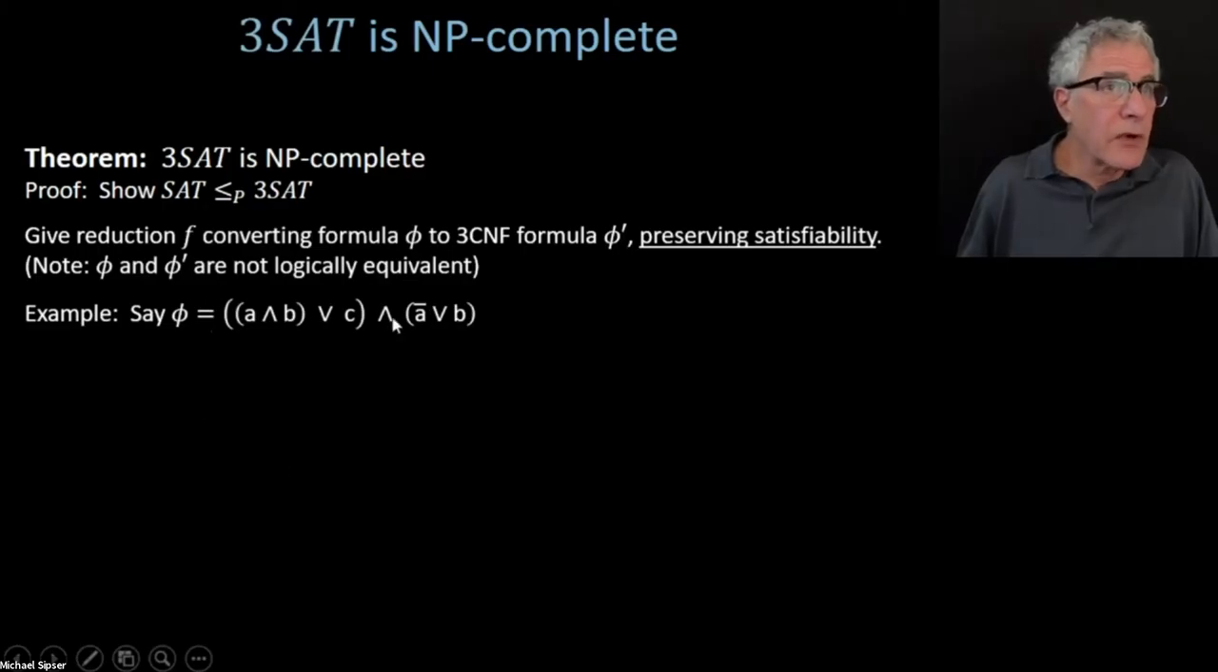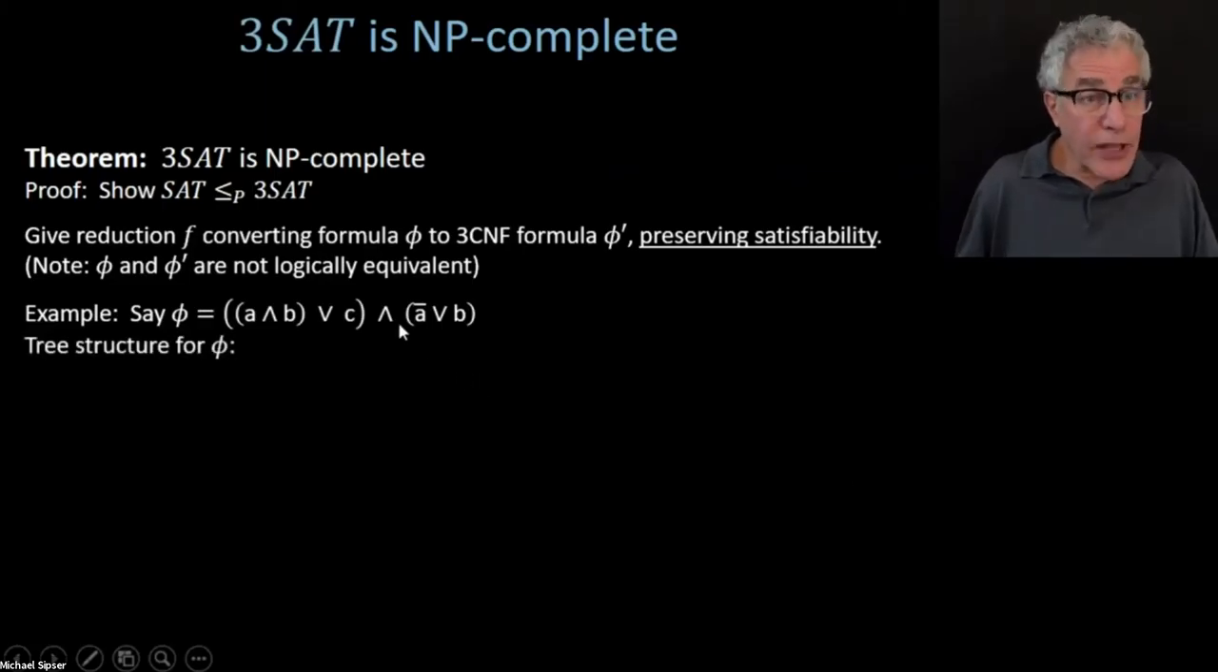So here's phi, which is not in 3CNF. It's not even in CNF because it's got ORs of ANDs appearing, which are not allowed to happen in a CNF. Okay, so how are we going to convert that into a 3CNF formula, preserving the satisfiability?